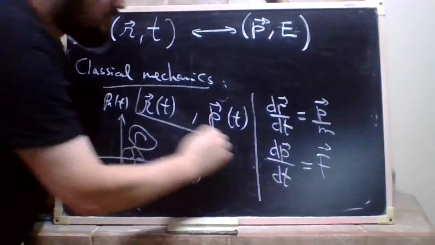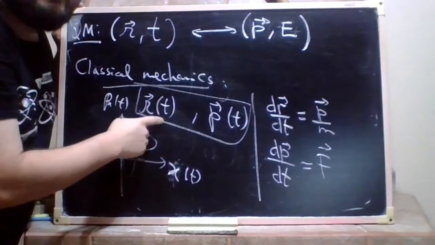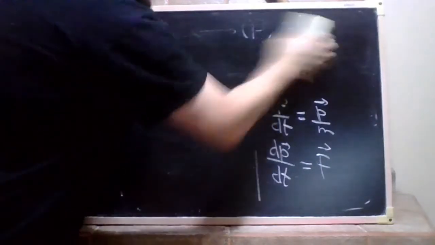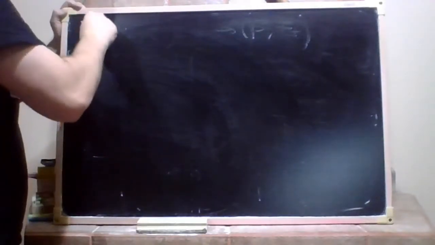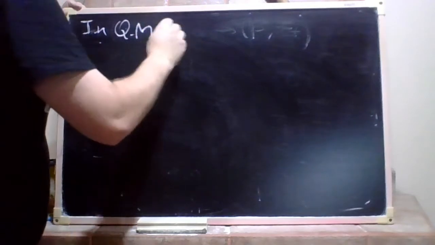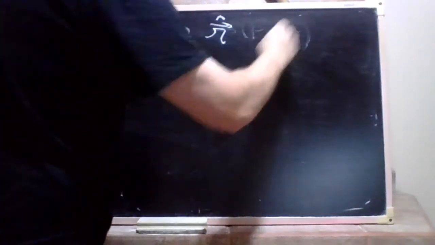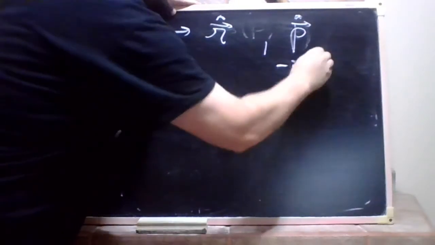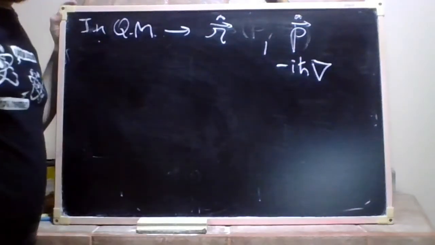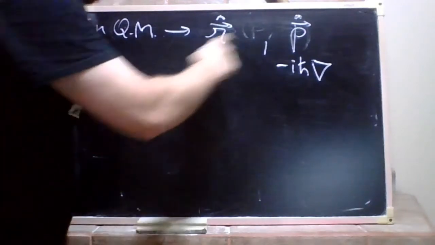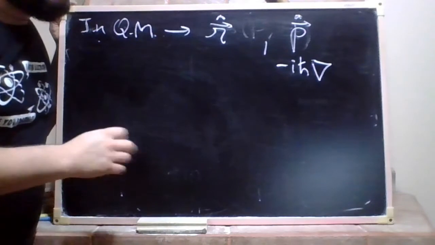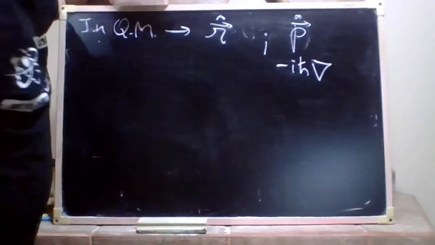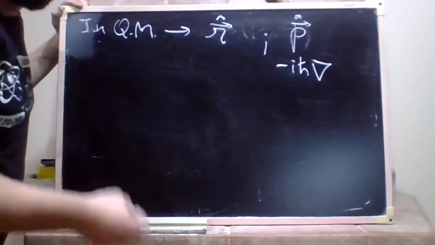In quantum mechanics, these objects here are no longer functions of time. They must be converted into operators, all right? So in quantum mechanics, you'll have a position operator, a momentum operator, all right? And the momentum operator corresponds to minus i h bar nabla, partial derivatives, okay? And they are no longer functions of time. They correspond to dual variables in a Fourier domain.